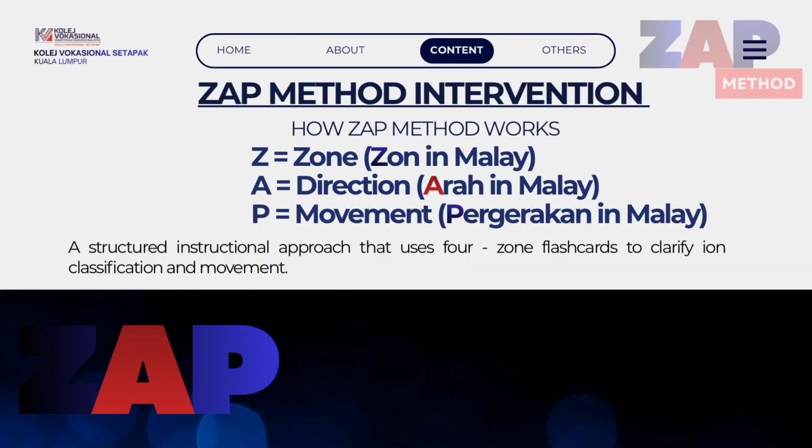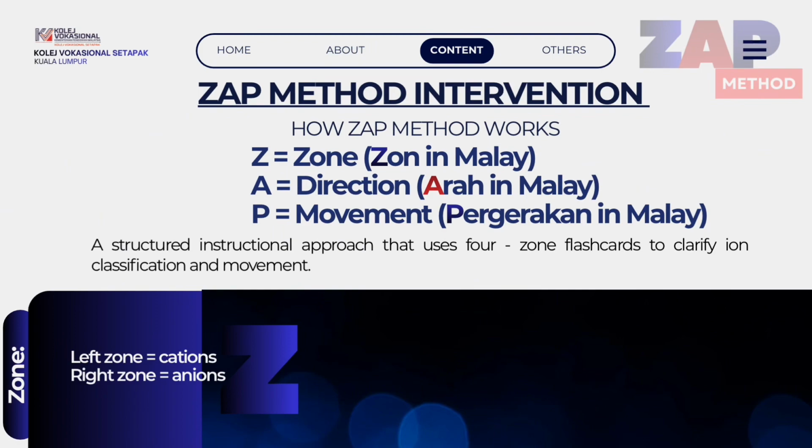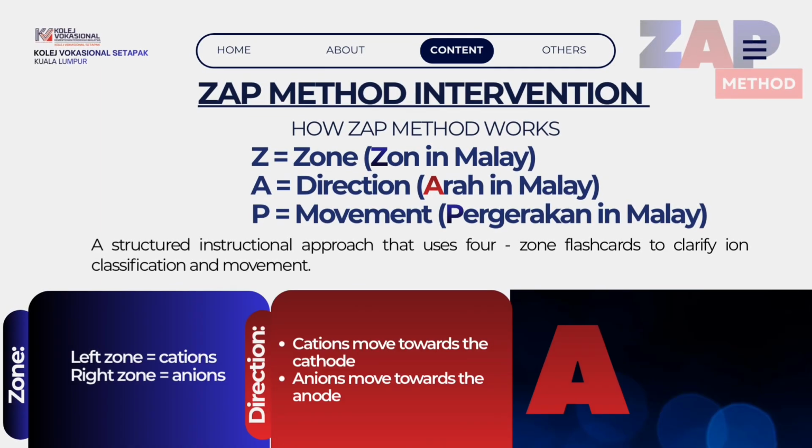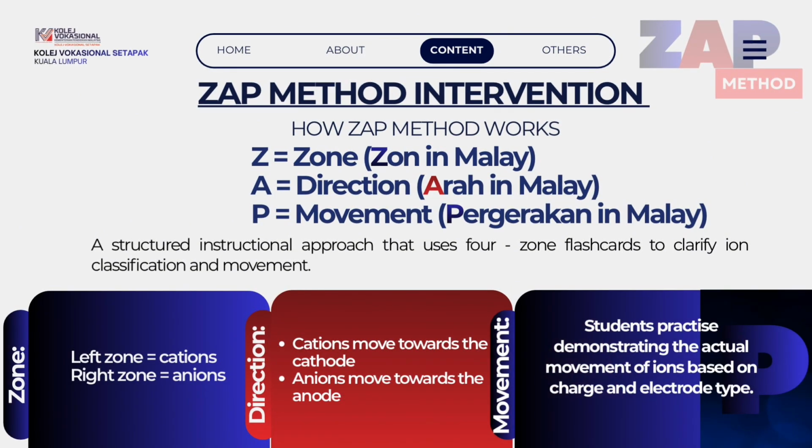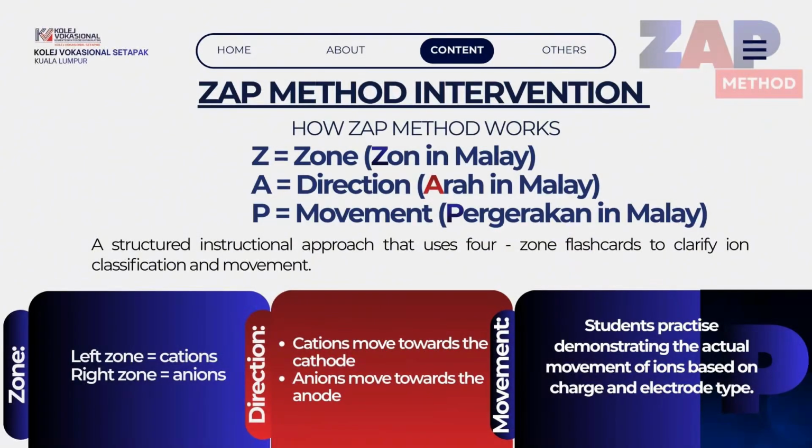The ZAP method is a simple guide to help students understand ion behavior in an electrolytic cell. Z stands for zone, where cations are placed on the left and anions on the right to help students classify ions easily. A stands for direction, reminding students that cations move to the cathode and anions move to the anode, supported with visual arrows and colors. P stands for movement, where students trace the actual path of ions. This clear pattern, cations to cathode, anions to anode, reduces confusion and improves memory.